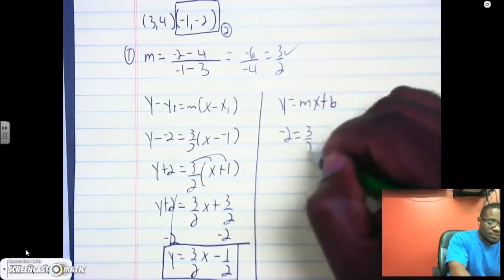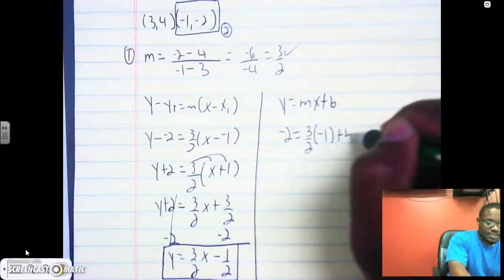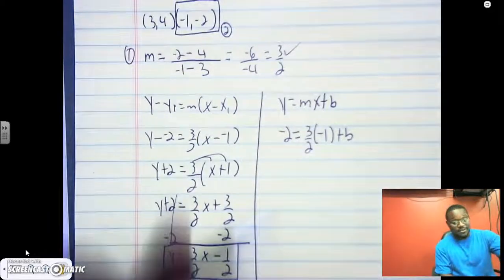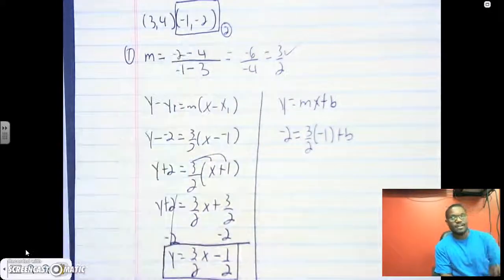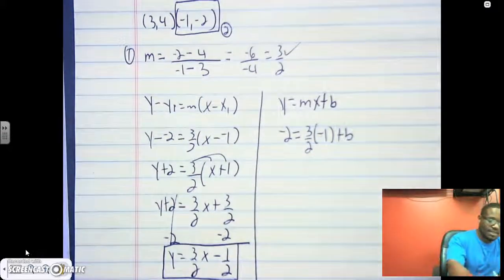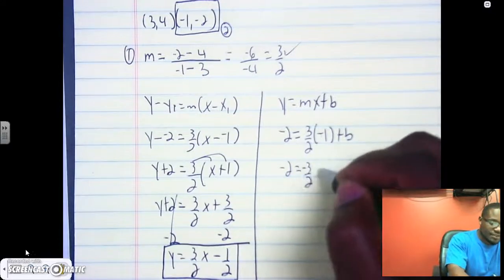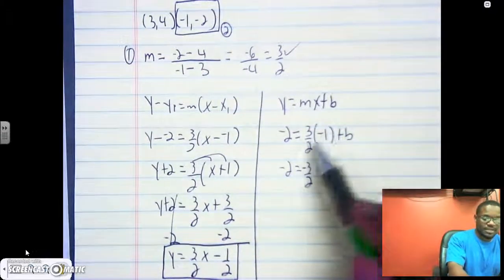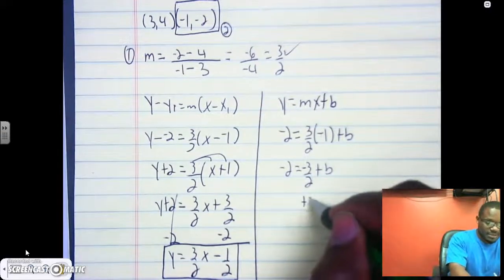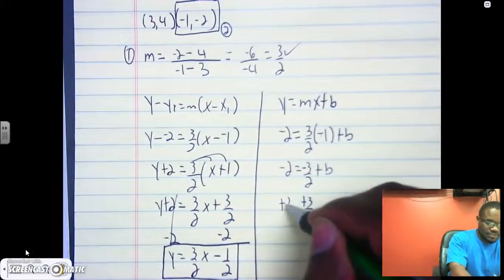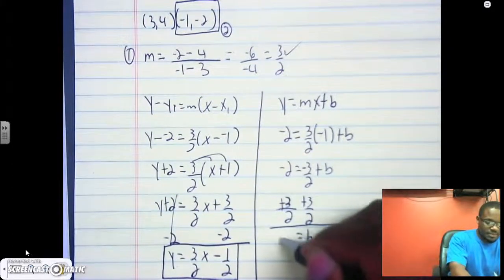The slope is 3/2, and the x in that point is -1, plus b. So what did you do? Or what did I do? I substituted those numbers in from what I found earlier. -2 equals -3/2 plus b. Whenever you multiply those, you just get -3/2. Now you've got to solve for b, which means get the b by itself by adding 3/2 to both sides. And when you do that, you'll get b equals -1/2.